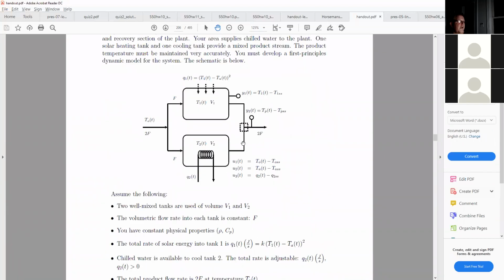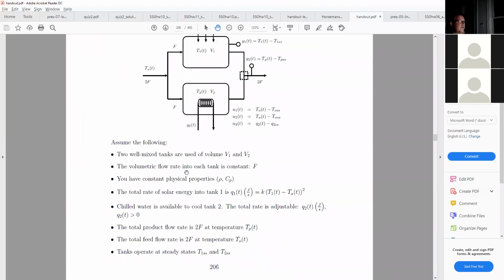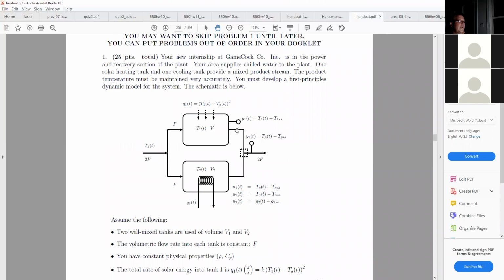So just going through these problems and thinking about what balances do I need to write. Look at the picture, look at the words, try and figure out what the basic balances are. It's usually just on the volumes and on the mixing points.